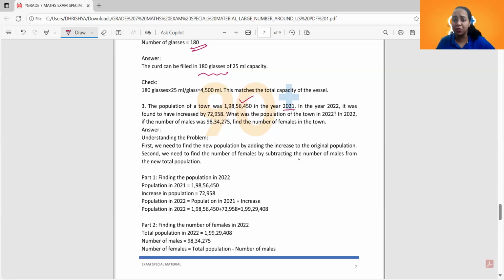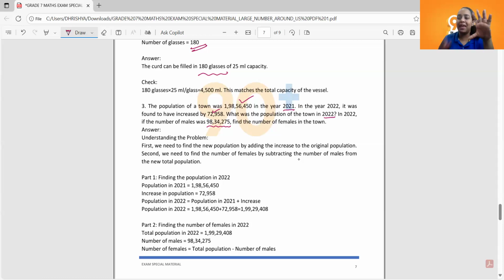In the year 2022, it was increased by 72,952. It was increased by this, which means this is not the population. It was increased by this amount, that means the older population plus this amount. That much it was increased by the year 2022. Okay. And in 2022, they found the number of males were 98,34,275. Now we have to find the number of females in the town.